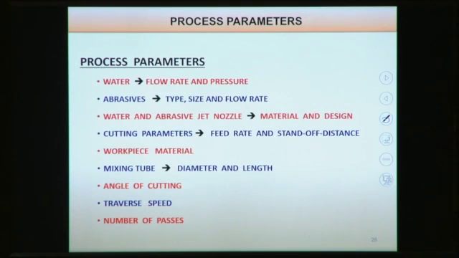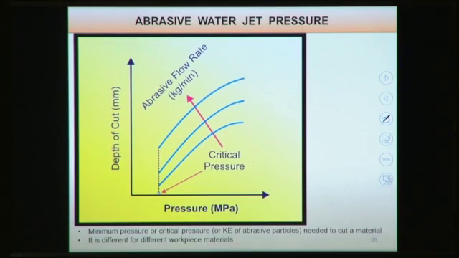Then process parameters, which we have already discussed. For water, the process parameters are flow rate and pressure; for abrasive, type, size and flow rate; then the water and abrasive water jet nozzle, material and design. Cutting parameters are feed rate or traverse speed, stand-up distance, workpiece material. Mixing tube diameter and mixing tube length are also important parameters. Angle of cutting is also an important parameter. Traverse speed is another important parameter, and number of passes is also an important parameter. So one by one we shall discuss all these parameters here.